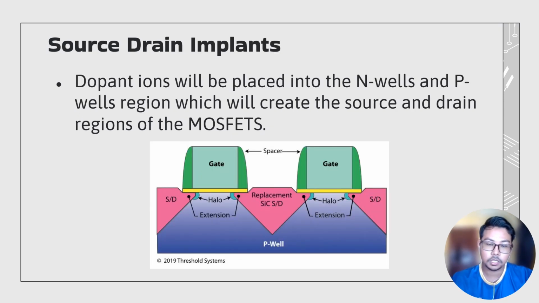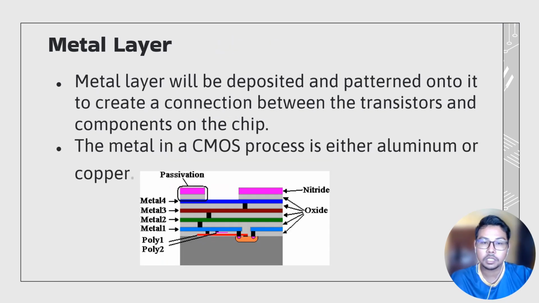Next is the source and drain implants, where dopant ions will be placed into the N well and P well regions which we formed previously, and this will create the source and drain regions of the MOSFET. Moving on next is the metal layer, where different types of metal layers will be deposited and patterned onto the CMOS itself, creating a connection between the transistors and components of the chip. A very common material used for the CMOS process is aluminum or copper.